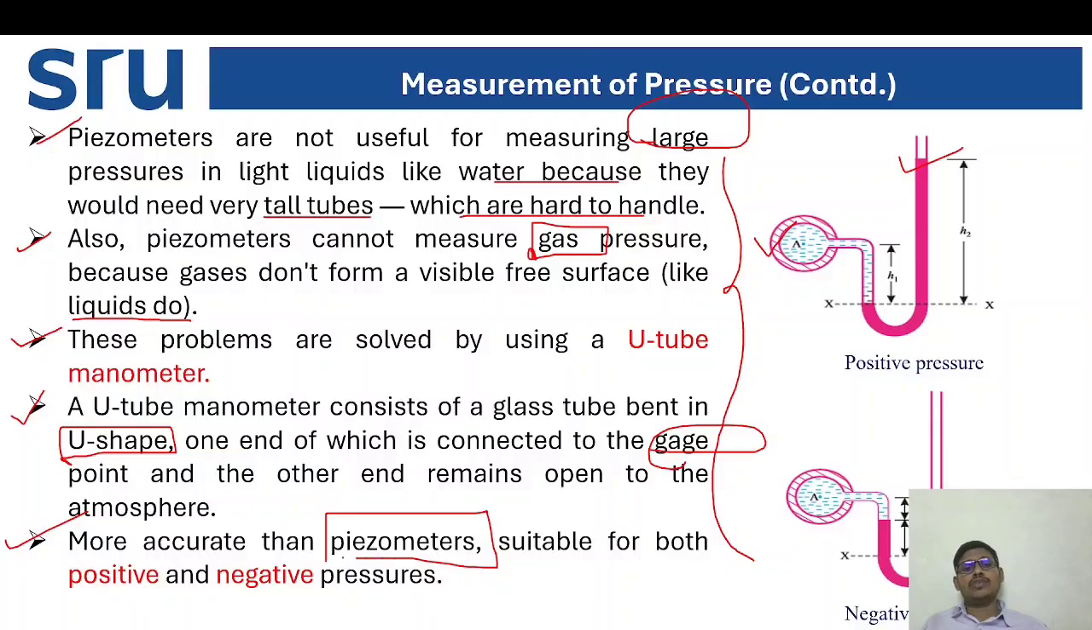Piezometers cannot go with large pressures, so the U-tube manometer is the best in terms of overcoming the limitations of the piezometer. It is suitable for both positive and negative pressure. You can see this is the axis. If the level is above it, that is called positive pressure. If it is below the axis, that is called negative pressure. So we can measure both kinds of pressures.